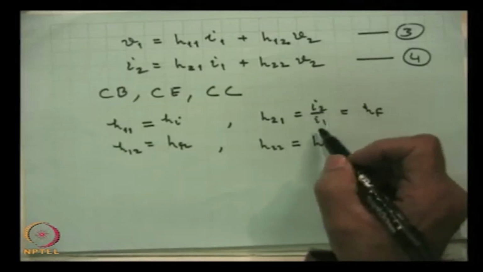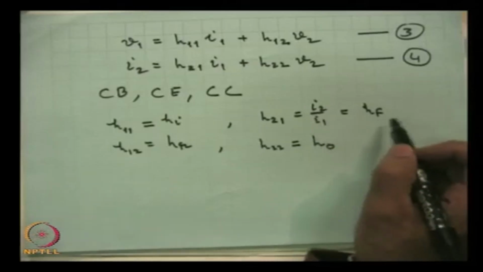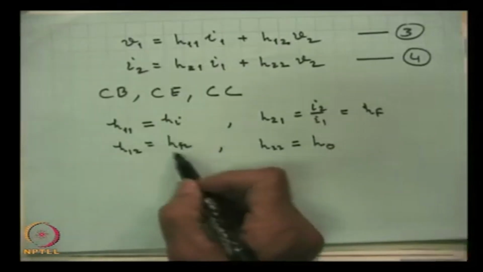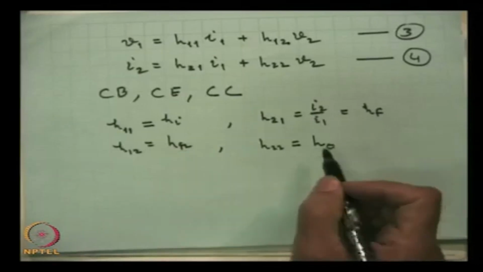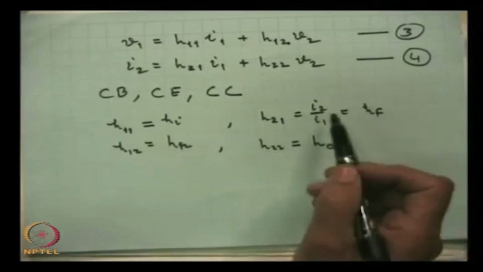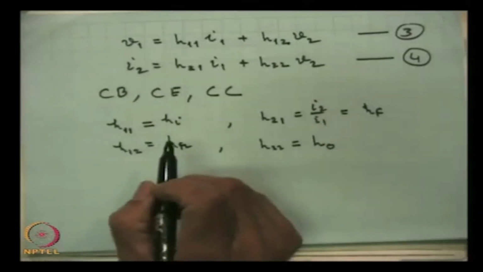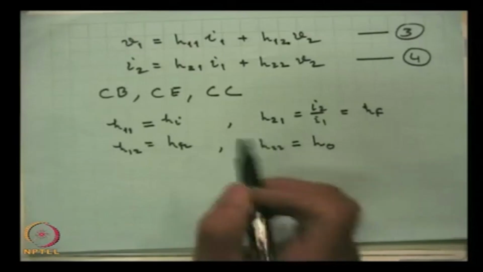So I2 by I1 is the forward current gain, and this is a feedback term, the reverse voltage ratio HR. So this is a current ratio, the forward current gain, this is a voltage ratio, and these are the impedance and admittance. That is why these parameters are called hybrid parameters. Now, let us define under what terminal conditions these are measured and defined. The manufacturers give the H parameters for almost all transistors.